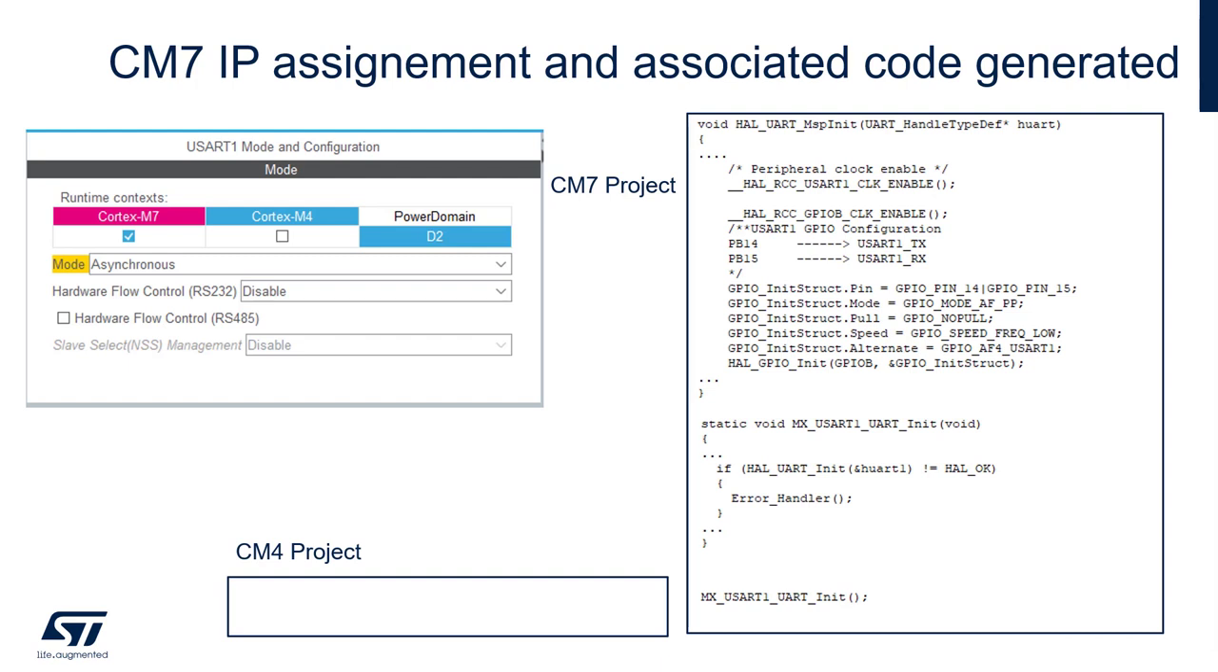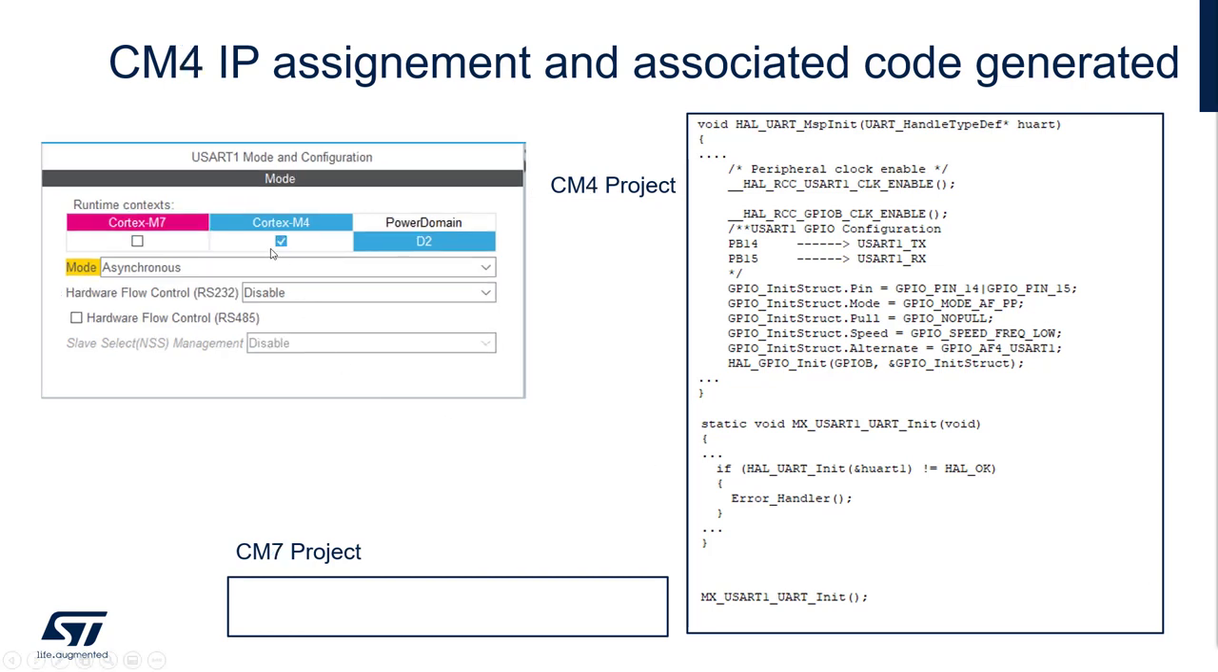So to sum up, if you select the runtime context of the UART on Cortex M7, in the CM7 project, the code generated will do the initialization of the GPIO in alternate mode for the UART. You will have the UART initialization code with the parameters you define and the call to this initialization. Nothing in the CM4 project for sure. Symmetrically, if you select the CM4 project for the runtime context, you will have all this code in the CM4 project and nothing in the CM7.